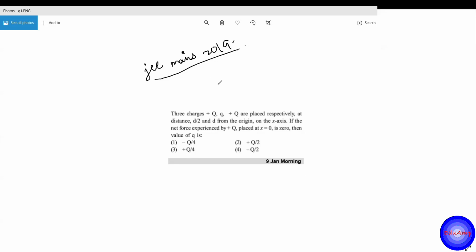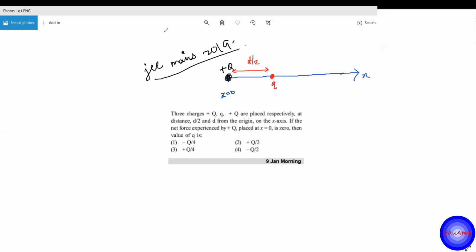Okay, I'll make the diagram for you. It is one direction only. This is, let's say, the x-axis, and let's say this is the origin, x is equal to 0. So one charge is kept at the origin, that is, this charge plus Q is kept at the origin. This small q is kept at a distance d by 2. So this is small q, and the distance from this one is d by 2.